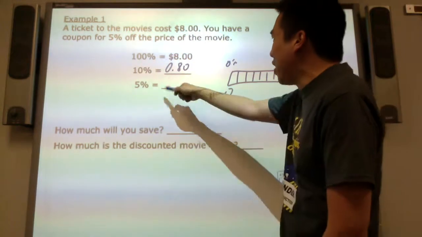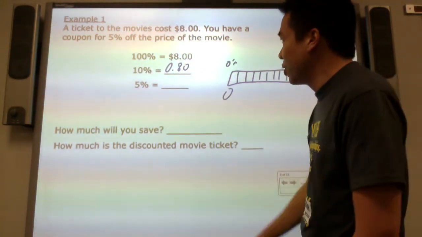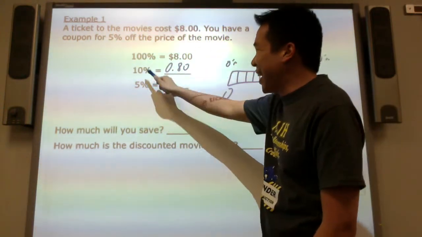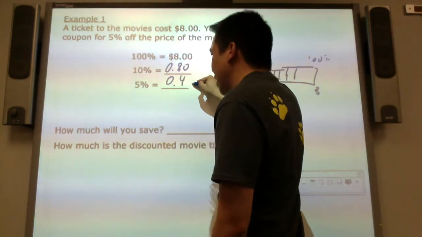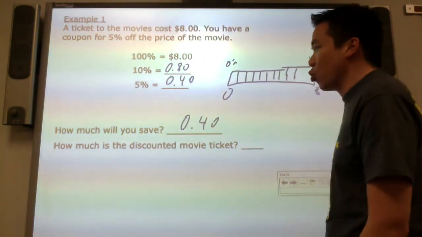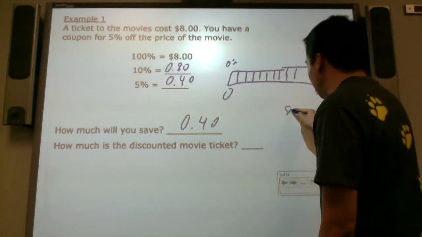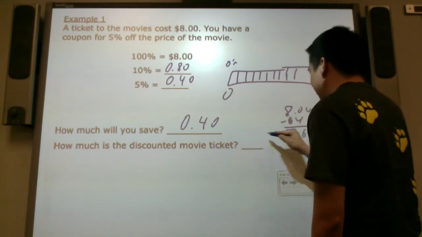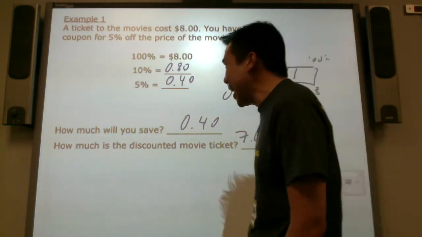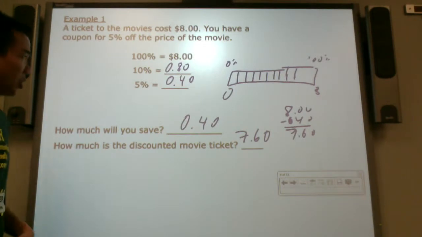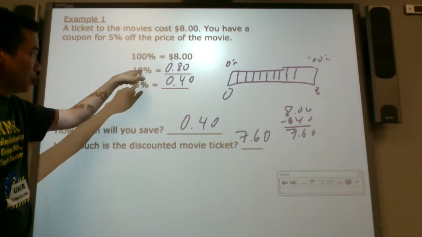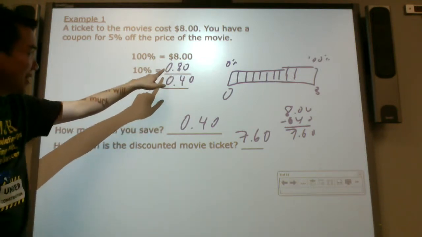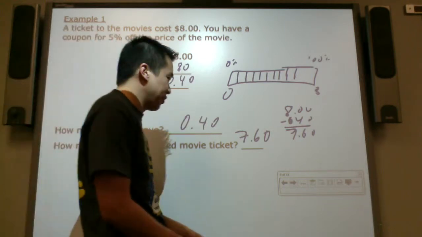So what is 5%, knowing the 10% value? Isn't 5% half of 10%? So that'd be 40 cents. How much would you save? 40 cents. So what is the discounted movie ticket? $8 take away 40 cents will be $7.60. So the way you do it is you break it down into 10 parts, find 10%, which is 80 cents, then break that in half, and you get 40 cents in savings.